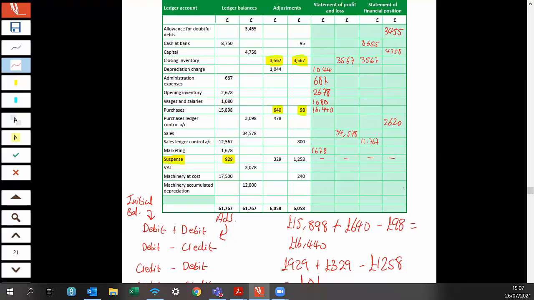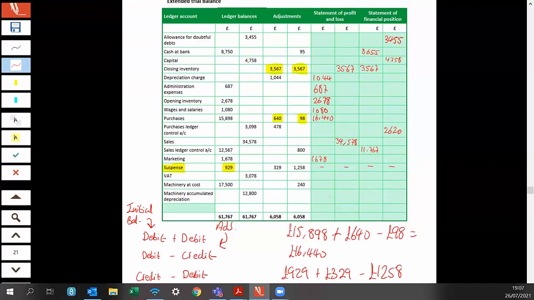Let's smash through these last three. So that is always an interesting one. Just be careful. Don't forget, we sometimes regard this as an asset. We might be owed money from HMRC, not beyond the realms of possibility. In this instance, it isn't. It's an initial ledger balance of 3,078. That is a liability. It's on the credit side. It's what we owe to HMRC. As it's a liability, it goes on the statement of financial position.